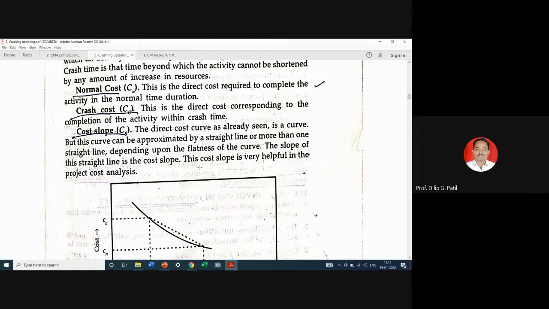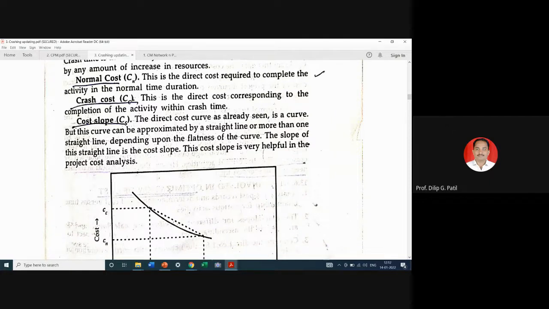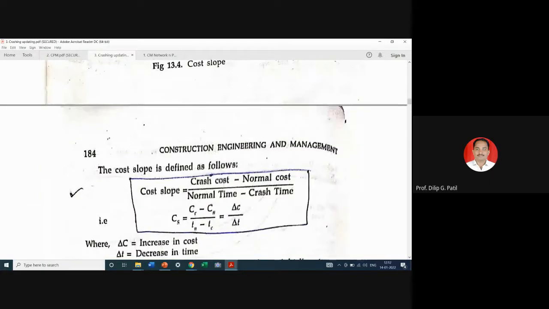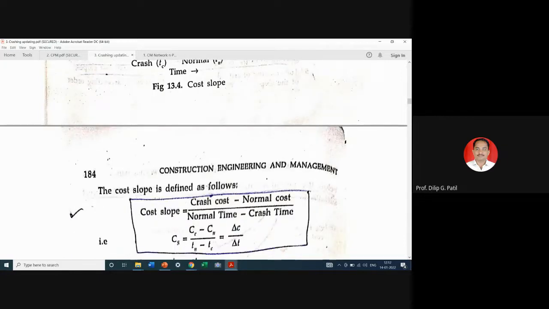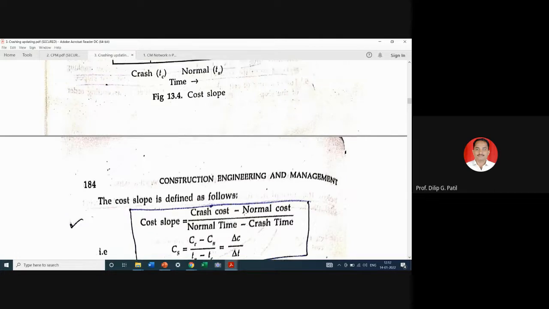Slope काढतो आपण लाईनचा, त्या पद्धतीने कन्सिडर केलेला आहे. This cost slope is very helpful in the project cost analysis. Slope कसा काढतो आपण बघितलेला असेल. Like this, you can calculate cost slope or slope of that particular line. आपण दोन पॉइंटचे कोऑर्डिनेट घेतो आणि त्यांचा डिफरन्स घेऊन त्याच्यामध्ये मायनस करून रेशो घेतो, त्या पद्धतीने केलेला आहे बघा.